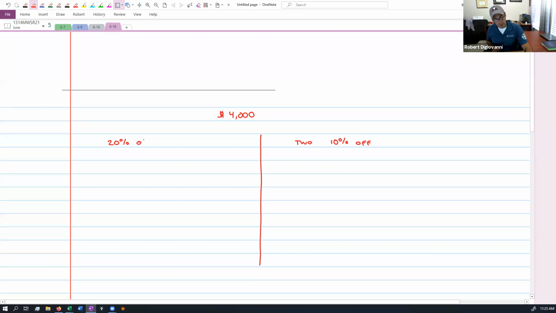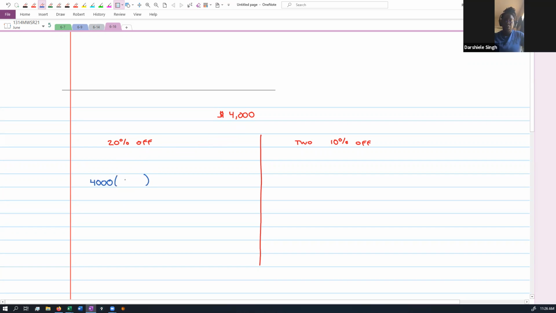So this is 20% off. Let's do the 20% off scenario first. Using the idea that we just used with that shirt, if the total was 4,000, how could I figure out what 20% off would be? What could I do with the 4,000? Multiply it by what?